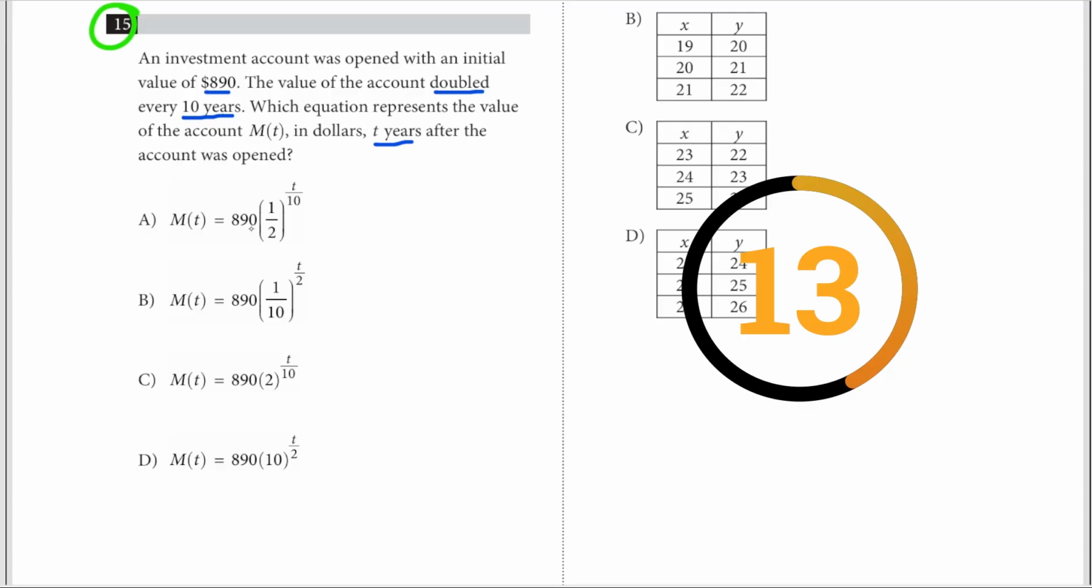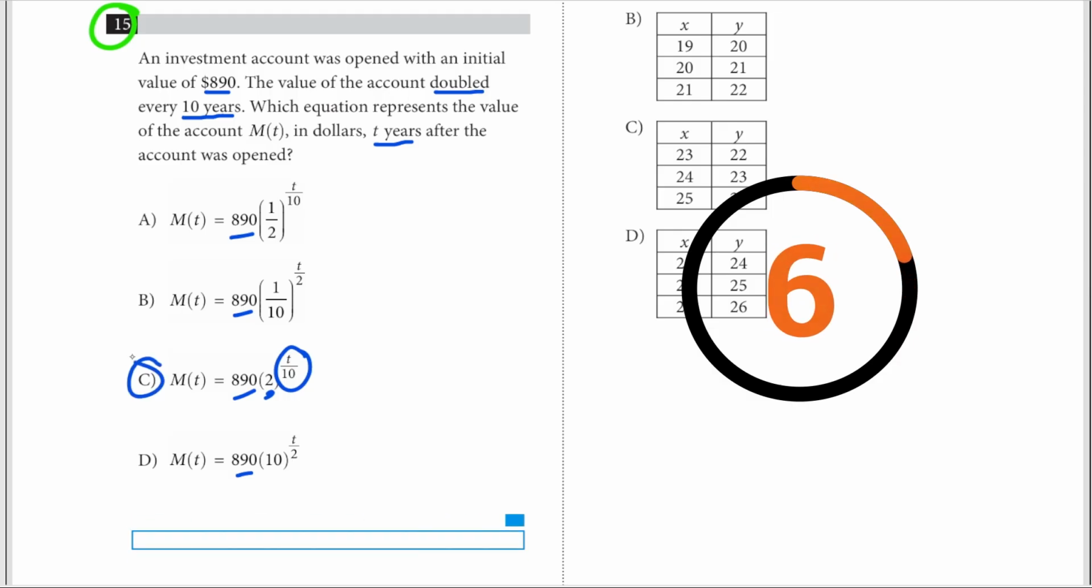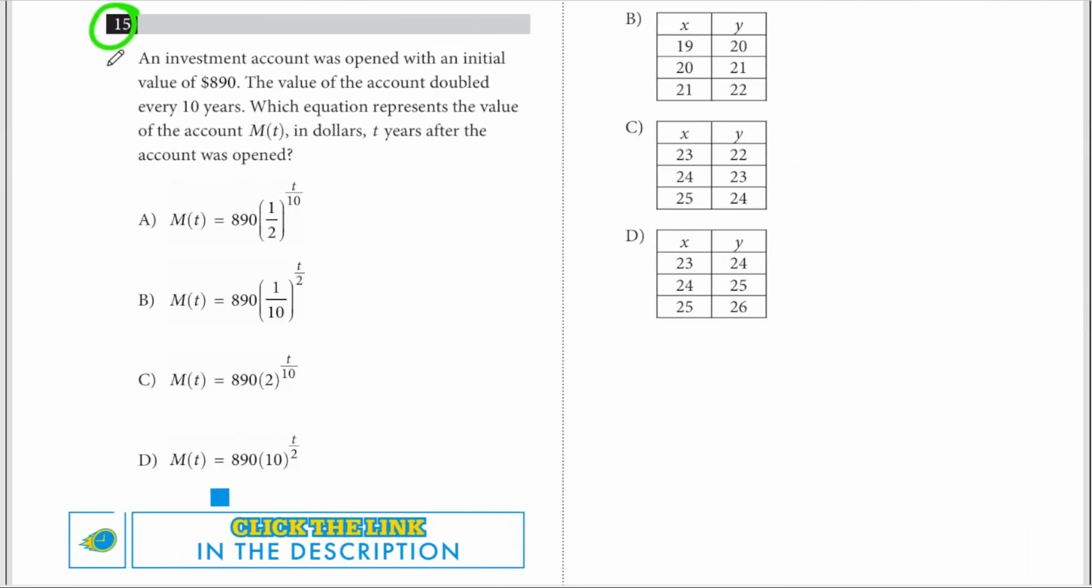Looking through the multiple choices, 890 matches. We're looking for the double, so it's right there. T over 10 matches as well, and the answer is C. How was I able to do this problem so fast?